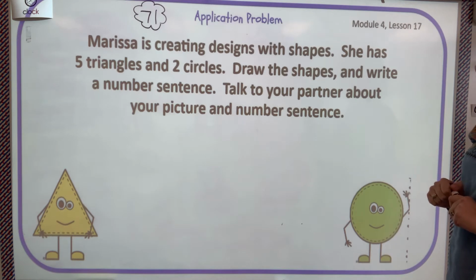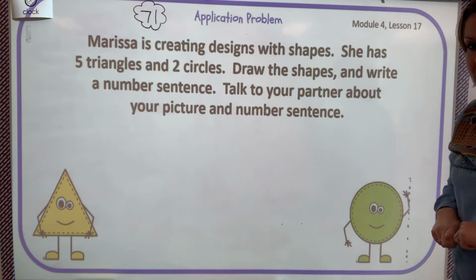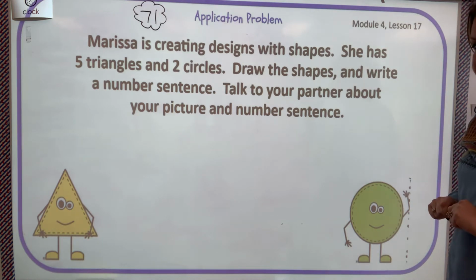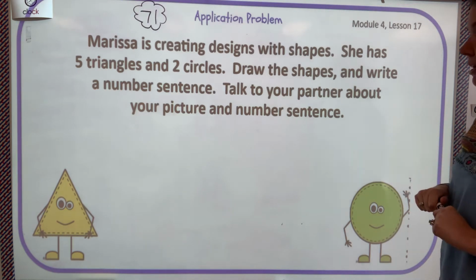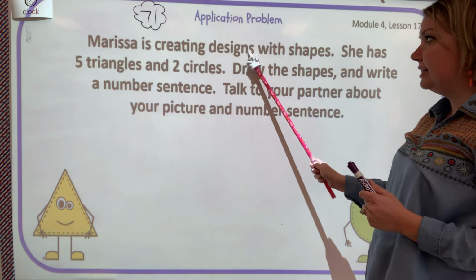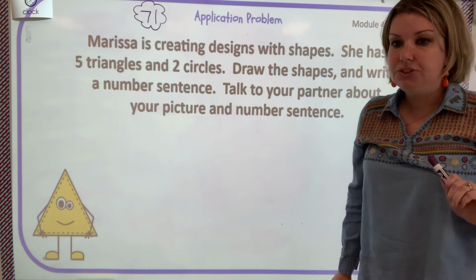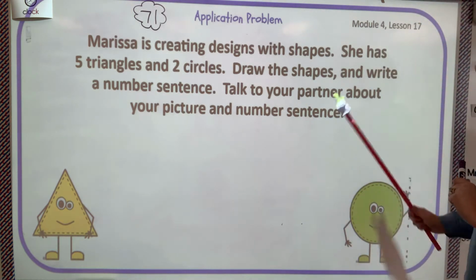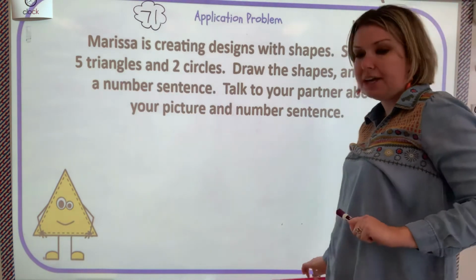Marissa is creating designs with shapes. She has 5 triangles and 2 circles. Draw the shapes and write a number sentence. All right. So, I'm going to take this one sentence at a time. Let's look at our first sentence. Marissa is creating designs with shapes. Is this having me do anything? Nope, it's just telling me some information. She has 5 triangles and 2 circles. What do I do with this?